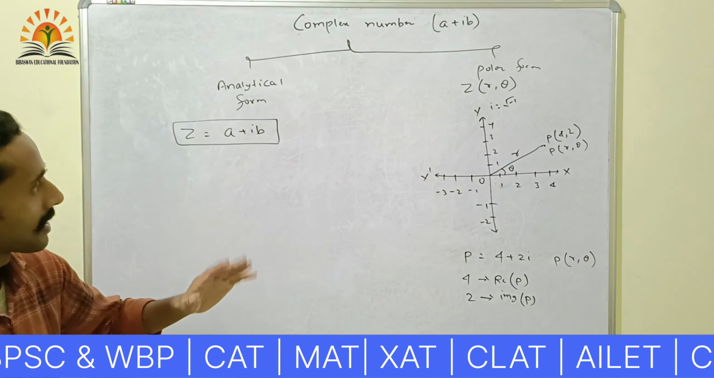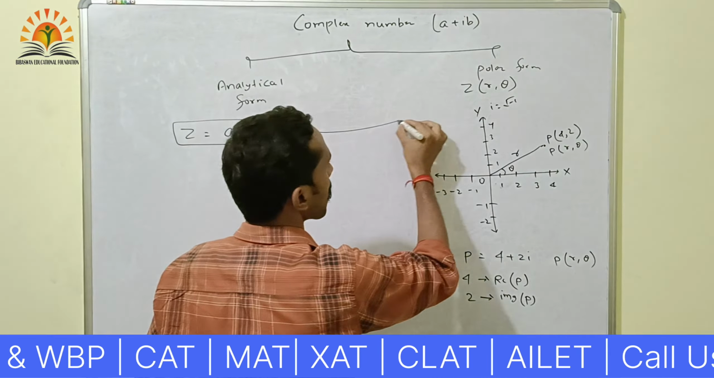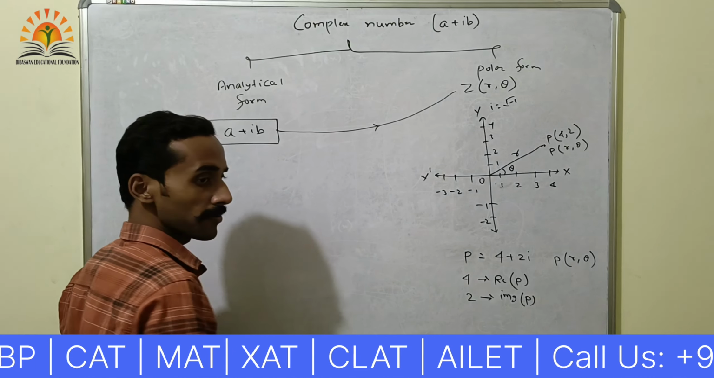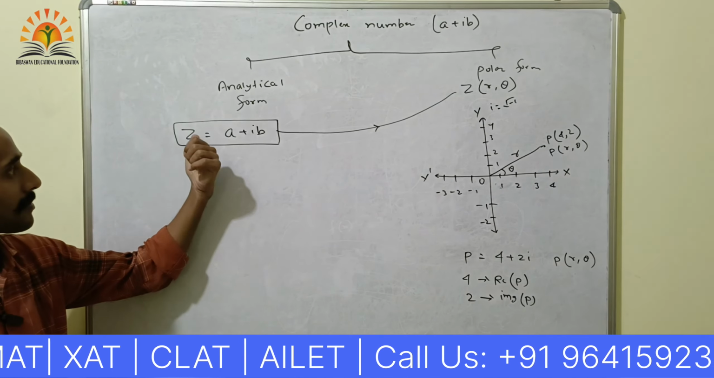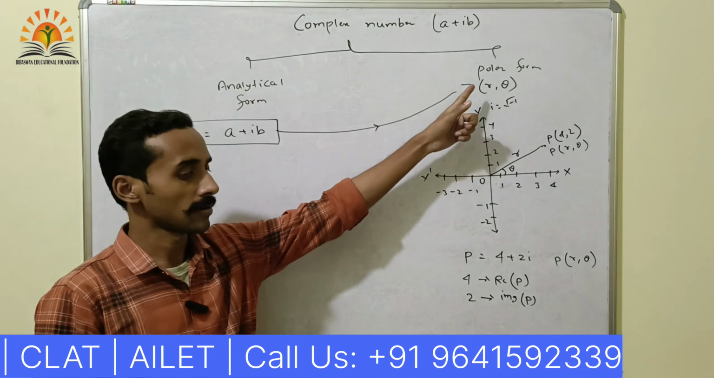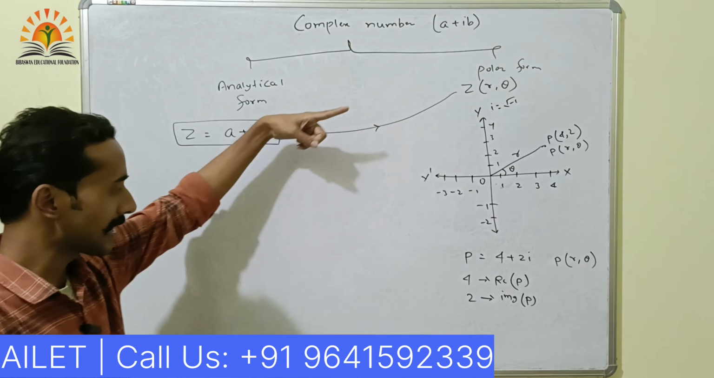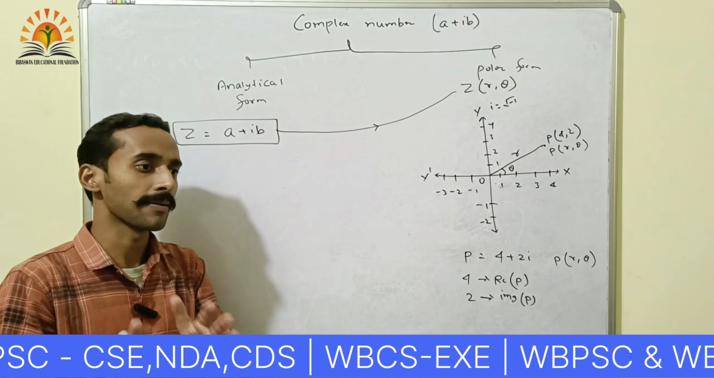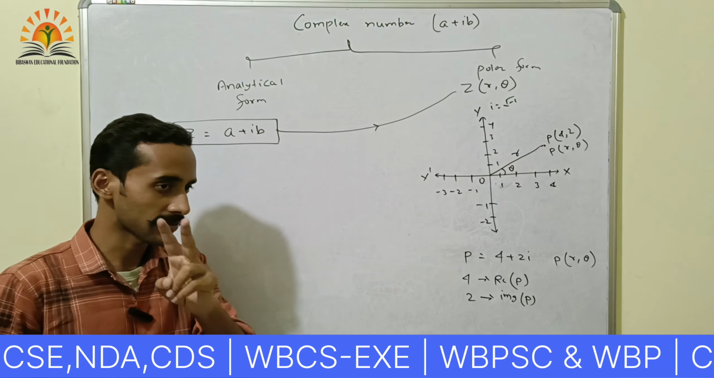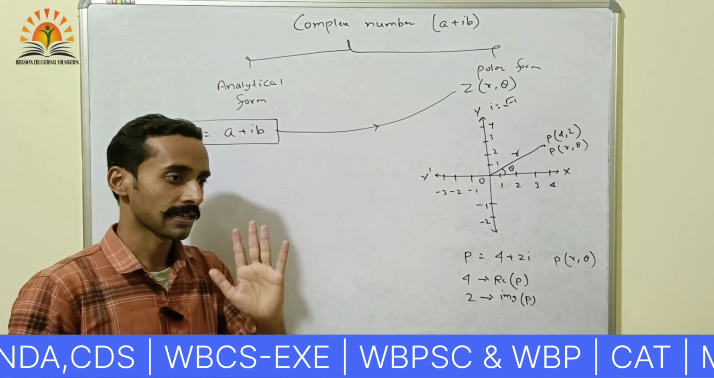Now in this whole chapter, we have to connect these two forms. How can we convert a complex number from analytical form to polar form? I will explain each and everything, and after that we will discuss some examples. What is the characteristic given by examples?